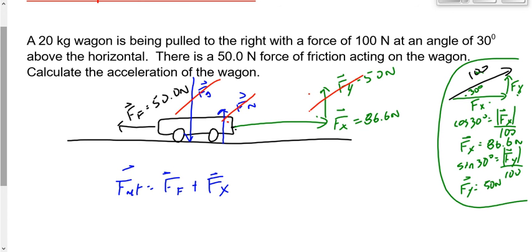Now what do we have left? Ff and Fx, just the x component. Let's quickly finish this off. The net force is 20 times a. The force of friction is negative 50. Fx is 86. We're going to solve for a. 36 divided by 20 gives me 1.83 meters per second squared.